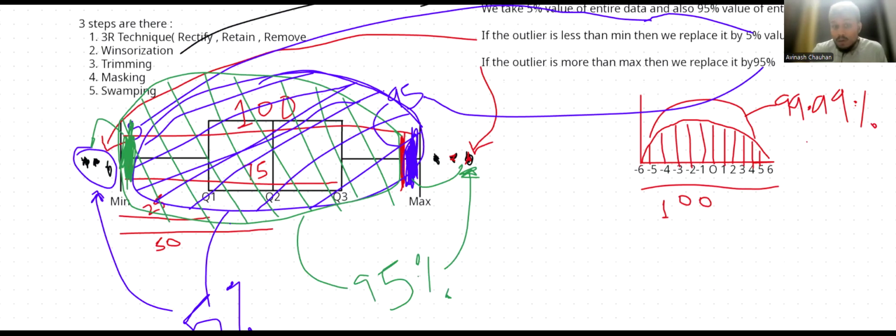Winsorization, I repeat what it does, it replaces the values. If my outlier is below the minimum, it will be replaced with the 5% of data which is here. If it's in the maximum, then the 5% of data which is here will replace the value. I hope you have understood it. And you can see these outliers with the help of the box plot.